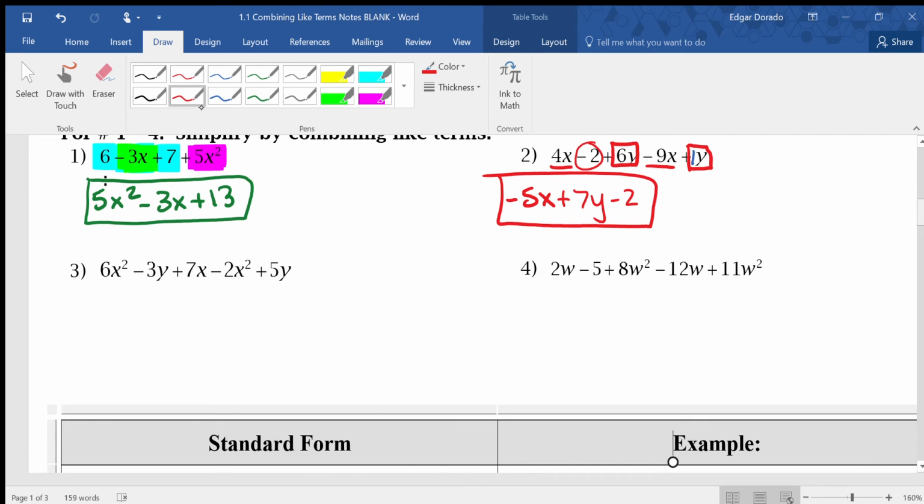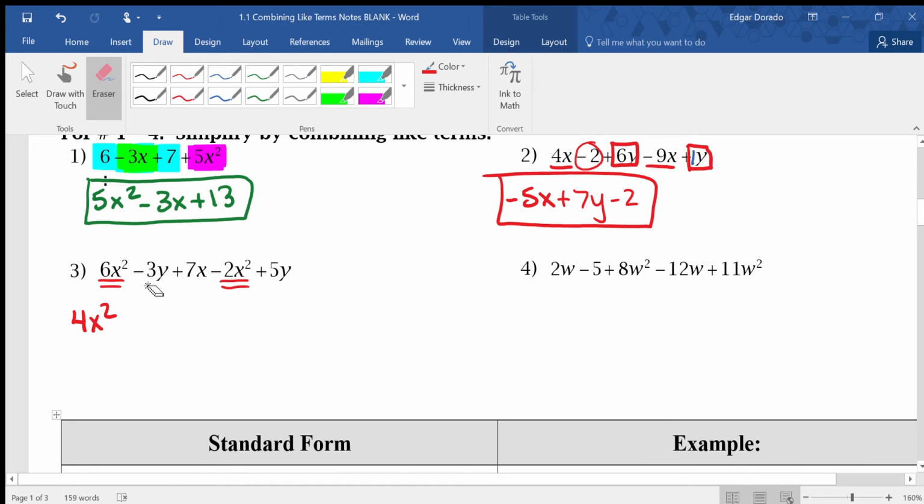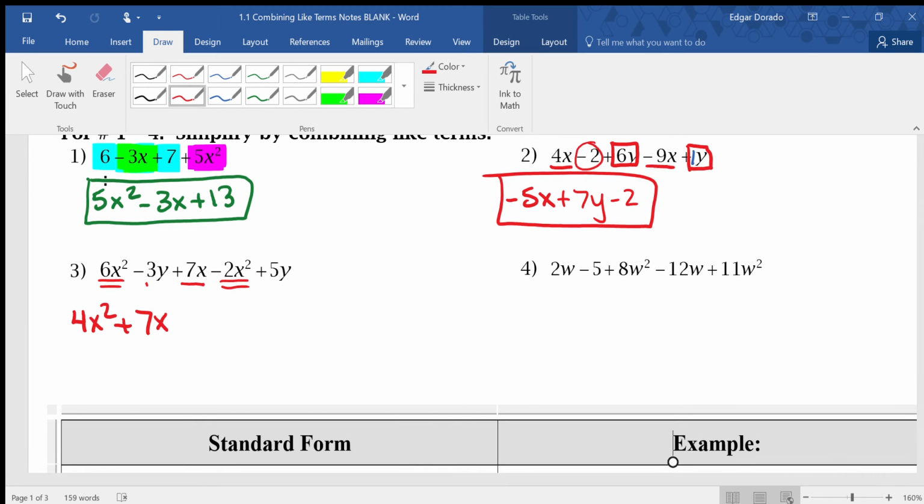Some people like to use 2 lines. So for example here, they see an x squared there, they see an x squared there. So we see a 6 minus 2, that's a 4x squared. Next one we see our y's. Actually, I see another x. I'm going to go ahead and take care of that one first. So I'm just going to put one line under that one, so plus 7x. And then, if I wanted to, I can actually do 3 lines for these.